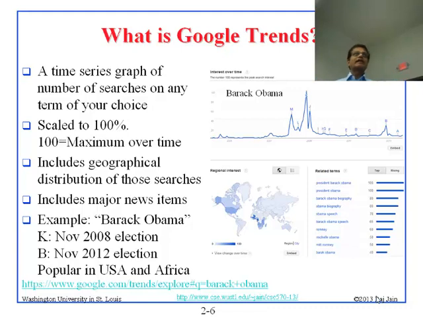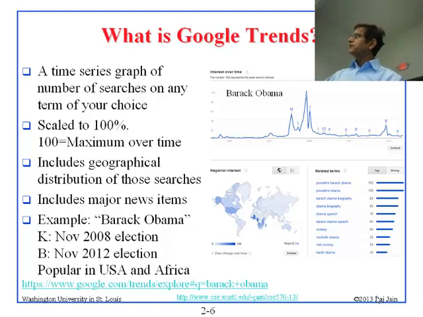So what is Google Trends? Google actually has a place where you can go and ask how many people have searched for this term over a period of time. So you can get the whole graph, where this is the time and this is how many people searched for this.